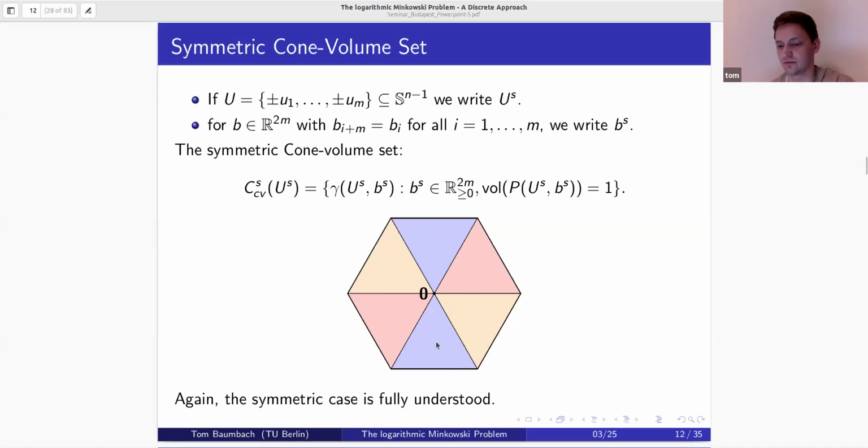And here's a nice picture of the symmetric case. So every outer unit normal vector comes in a pair plus minus, and all facets which are antipodal to each other have the same height.